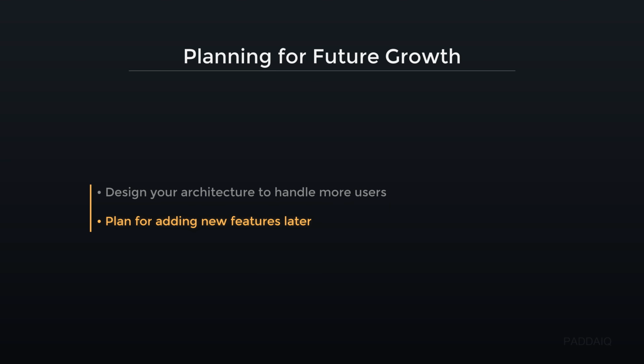Plan for adding new features later. This means designing your solution so you can easily expand it with new capabilities without rebuilding everything. For example, when building an app, leave room to add AI chatbots or analytics dashboards later. This forward-thinking approach saves time and cost when your business needs evolve.